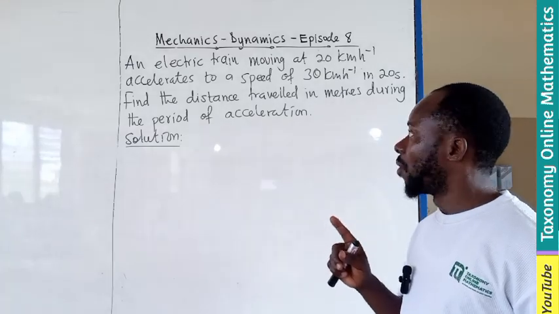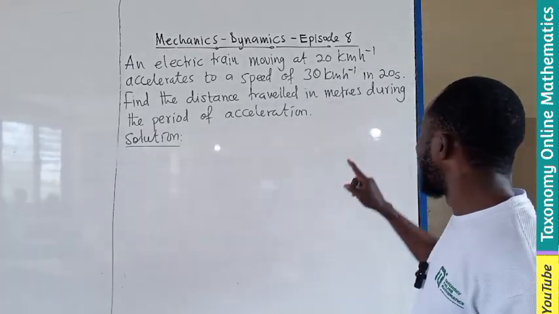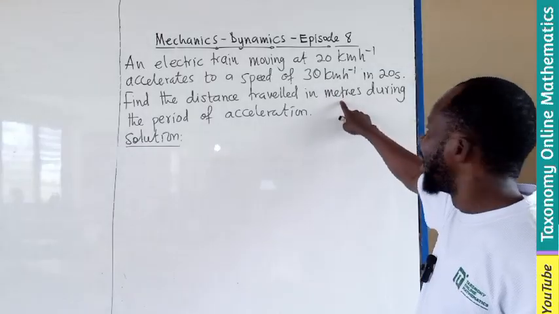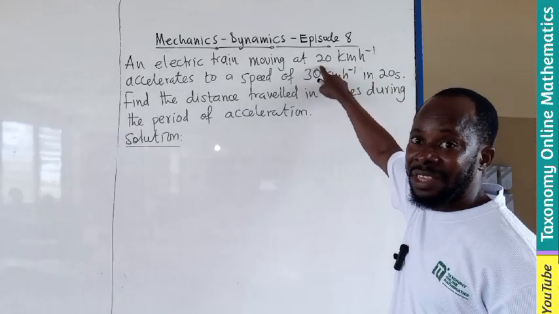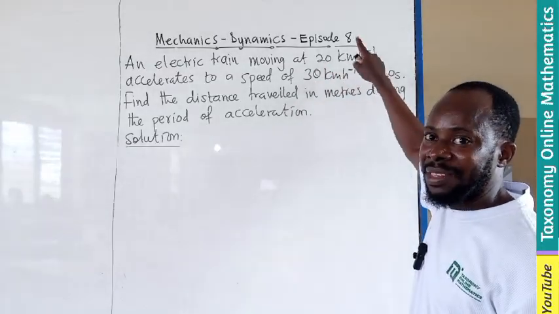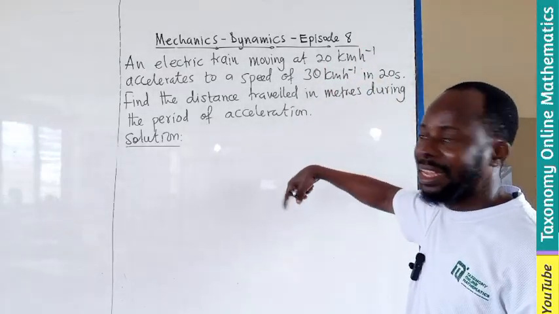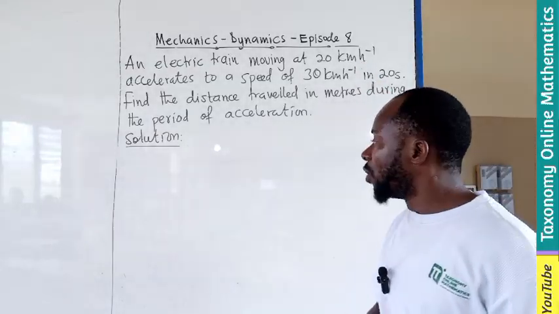So what we need is the distance. We're looking for distance, and that distance must be in meters. Then the time is in seconds, but the velocities or the speed is in kilometers per hour. So it means the kilometer must move to a meter, then hours must move to a second. Then we can think of what to do.